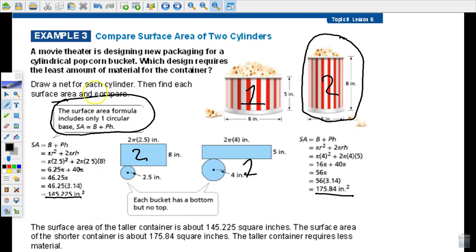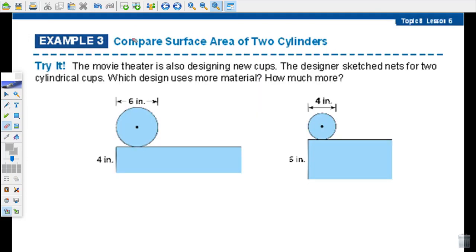Okay? But pay attention because the whole point of this example is that you're comparing them, yes, you're doing the same exact thing, but there's only one area for the base. There's only one base. So you would not put a 2 here. It is just 1B because there's only one base. I want you to hear that. I want you to know that for a fact, okay? Go ahead and work on the try it.